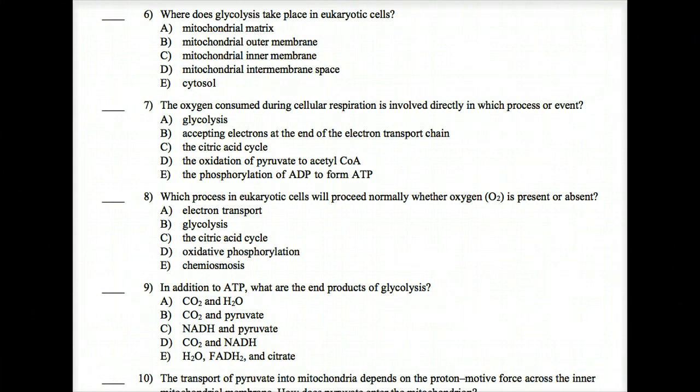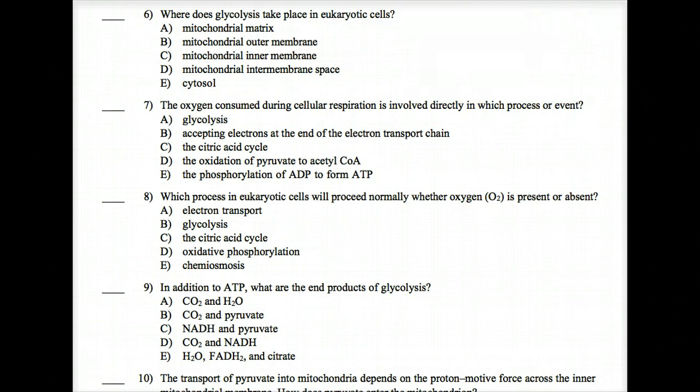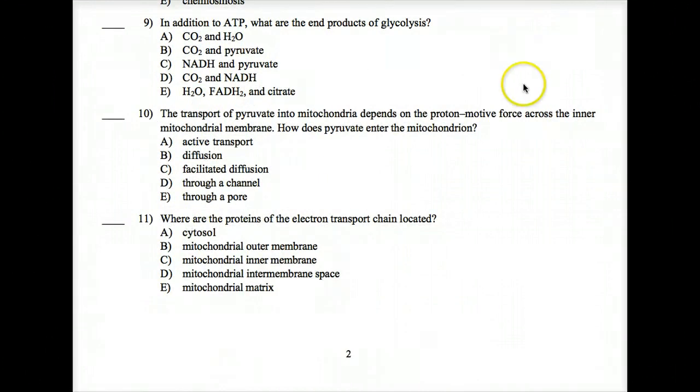And the last one that we're going to do on this video is number 10. The transport of pyruvate into mitochondria depends on the proton motive force. This translates into the hydrogen gradient across the inner mitochondrial membrane. So you have to have a proton gradient. So how does pyruvate enter the mitochondrion? It enters the mitochondrion through active transport.